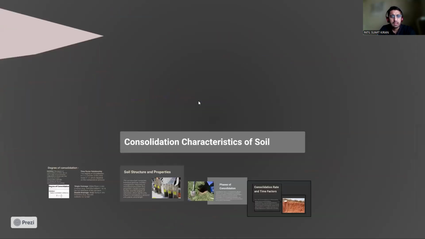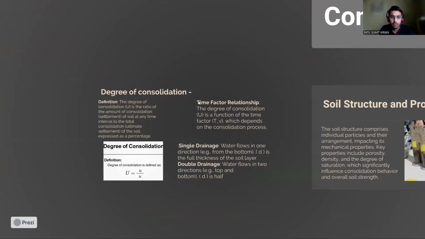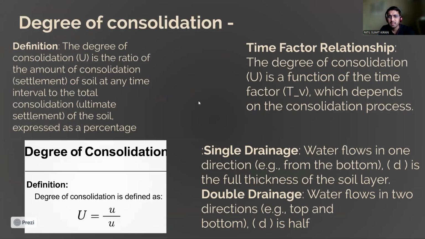So let us consider the consolidation characteristics of soil. First is the degree of consolidation. The degree of consolidation, which we can represent as U, is a numerical term. It is depicted as U upon U. The degree of consolidation is the ratio of the amount of consolidation, that is, how much settlement is going to happen in the soil at any time interval, to the total consolidation.